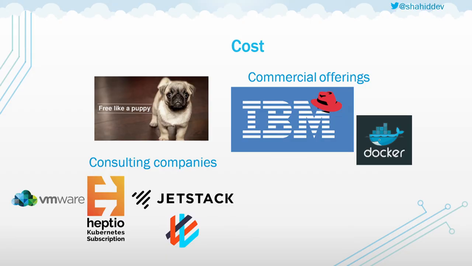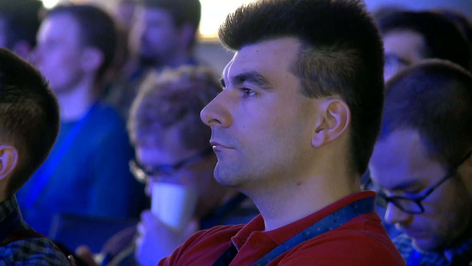Now, if you follow this landscape, certainly in the past year, there's been a number of acquisitions. So IBM acquired Red Hat, and VMware acquired Heptio. So these other big technology companies are really making a move into this space as well, along with offering their own Kubernetes services.